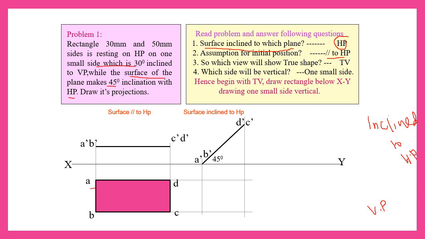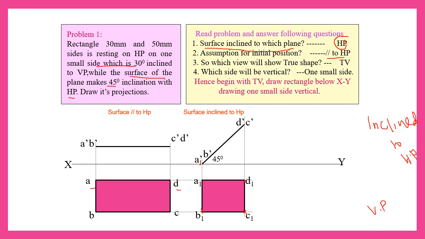So A and A dash will be intersecting here, D and D dash will be intersecting here, B and B dash will be intersecting here, and C and C dash will be intersecting here. Join all these points A1, B1, C1, D1. This is the first step. Now you have tilted the surface and obtained the shrinked surface.